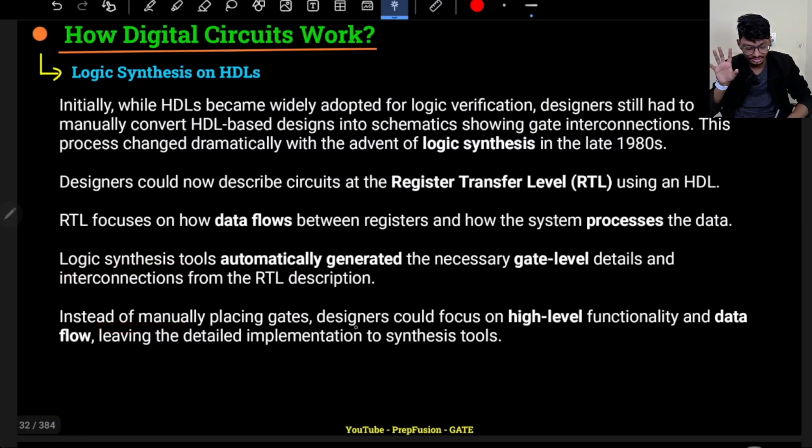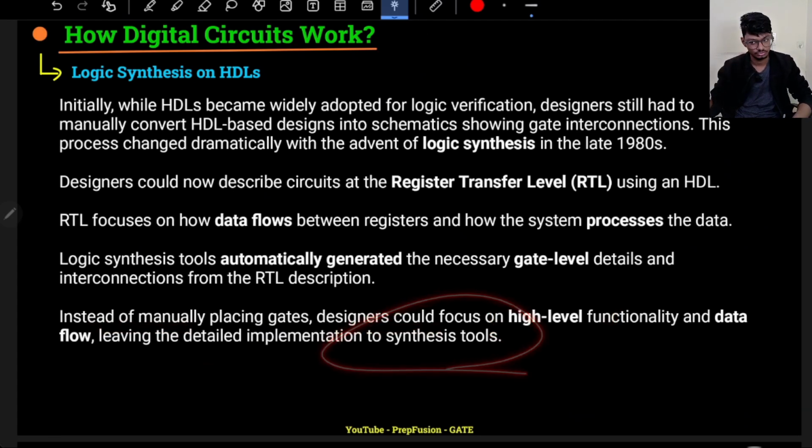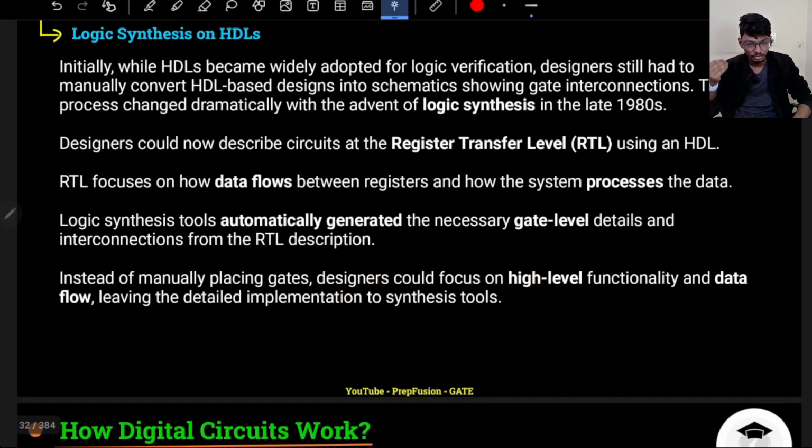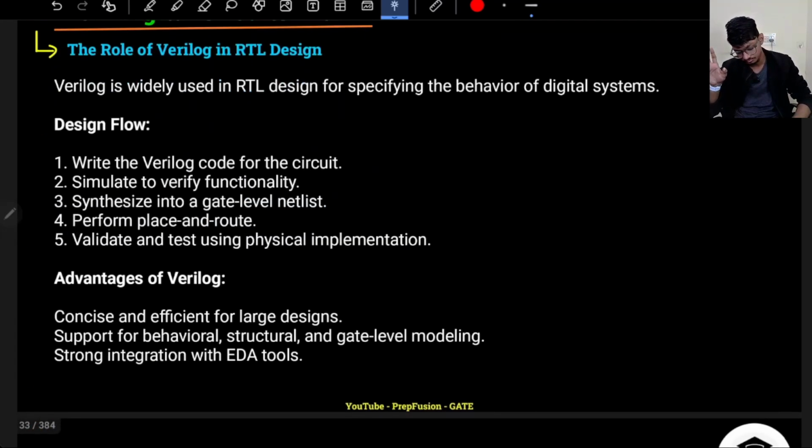Instead of manually placing gates, the designer can focus on high-level functionality, like the logic, and the manual work is automated, leaving the detailed implementation to the synthesis tool. The synthesis tool will automatically do the detailed implementation.